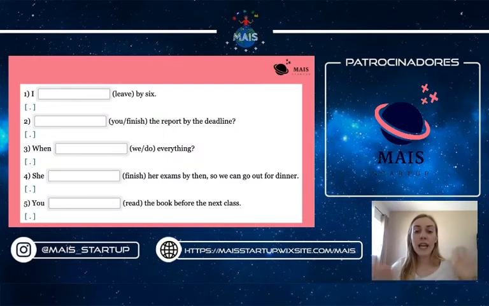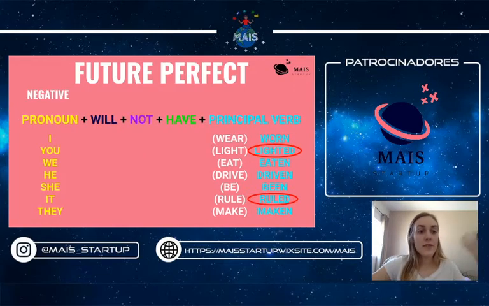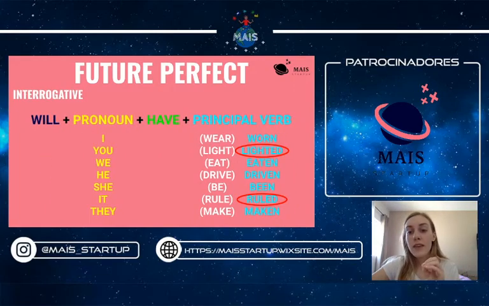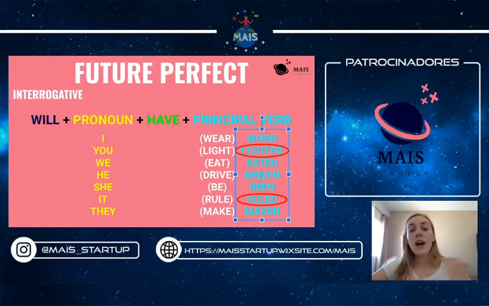Here we have some negative, positive, and interrogative sentences. So it really depends on which one of them. You just have to work on this structure. The first one: I didn't know leave by 6. As you may remember, we do affirmative sentences with will, have, and the participle form of the verb. Here it's interrogative, but all of them, both the negative and affirmative as well, have the principal verb in the participle form.